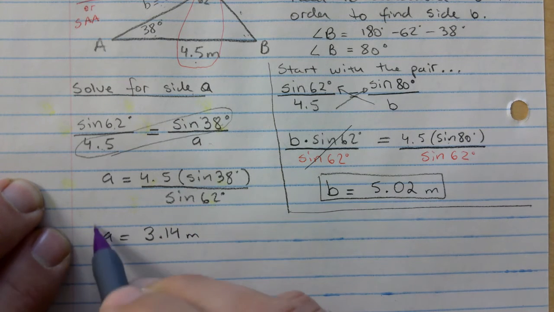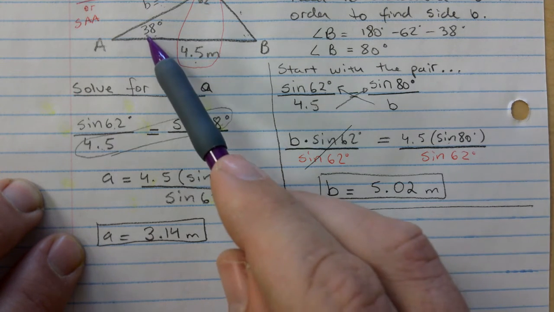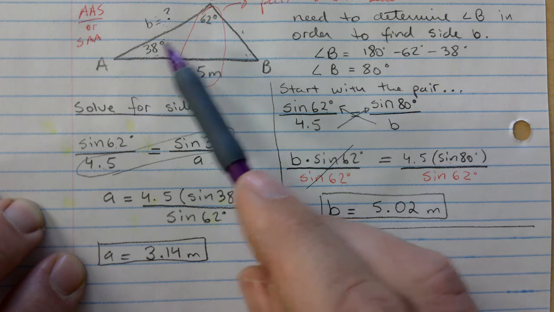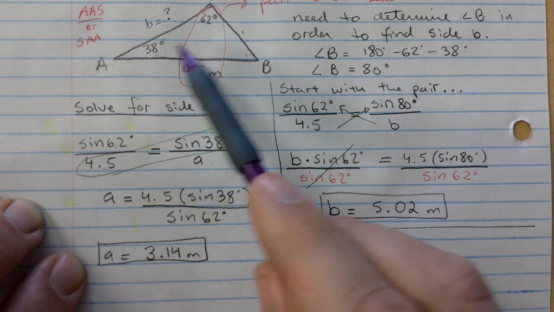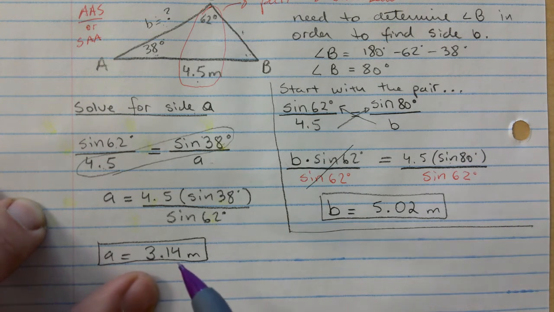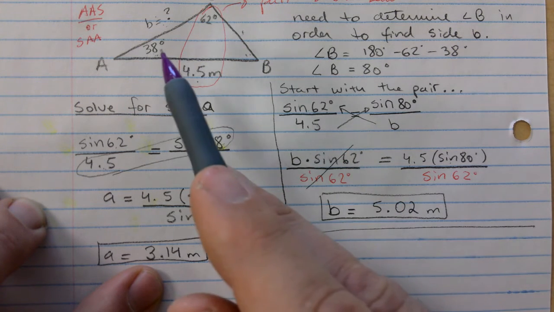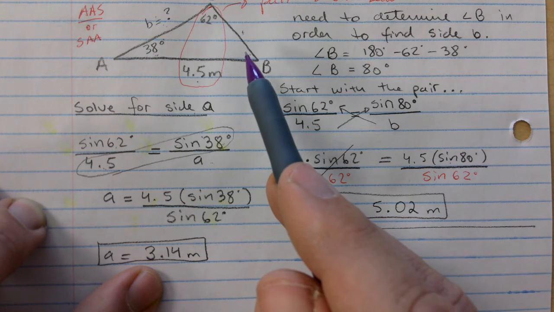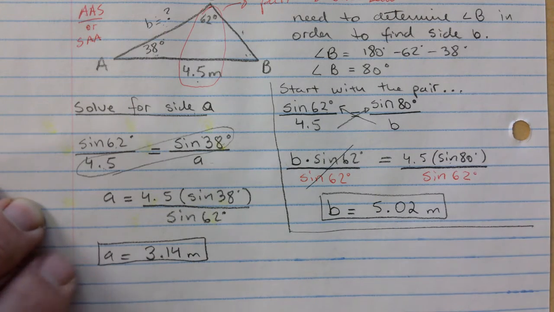And let's just pause for a moment and see if that makes sense. Right now, 38 is the smallest angle of them all, right? We've got 38, 62, and 80. Technically, 38 should have the shortest side across from it. And let's check. It's 3.14, which makes that true, right? 3.14 is across the smallest angle, and 80, which is the largest angle, has the longest side across from it, which is 5.02. So it all checks out.